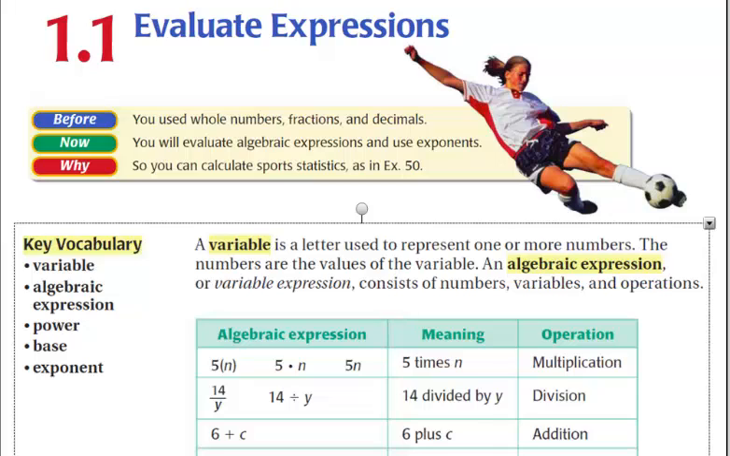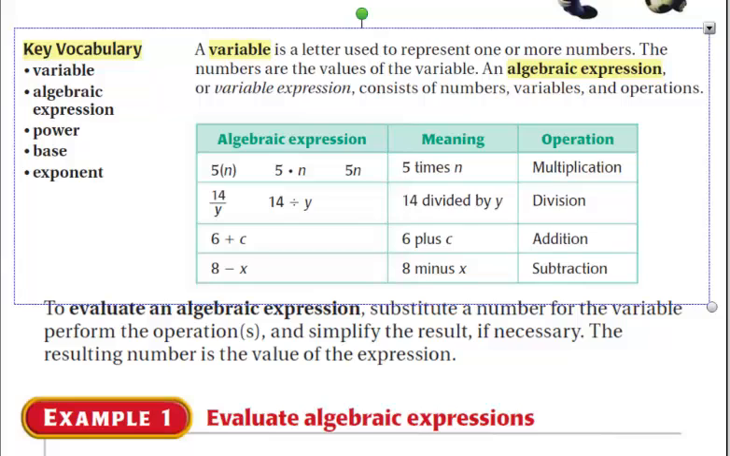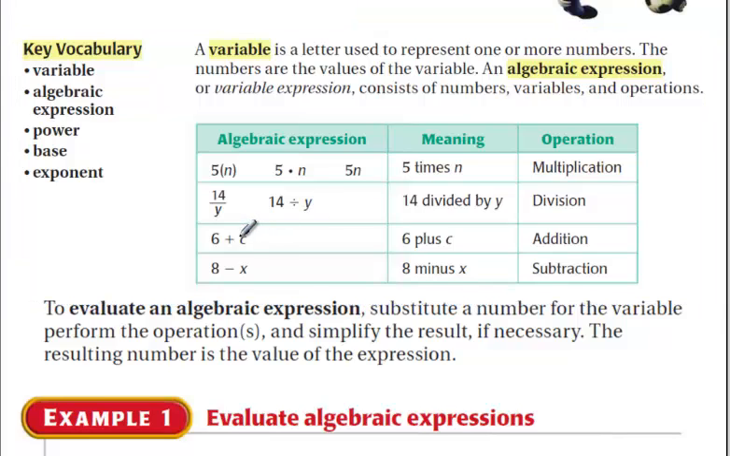An algebraic expression or variable expression consists of numbers, variables, and operations. So we have some examples of algebraic expressions: 5 times n, 14 divided by y, 6 plus c, 8 minus x. To evaluate an algebraic expression, substitute a number for the variable, perform the operations, and simplify the results if necessary. Then the resulting number is the value of the expression.